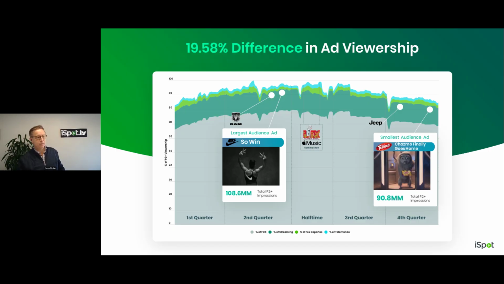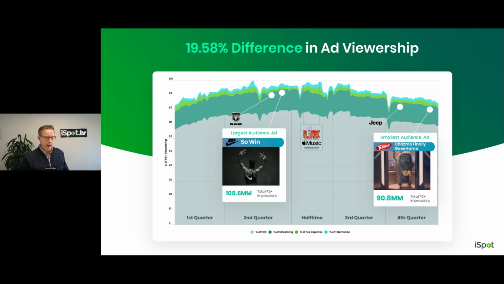Also, to give you guys context, since we'll be diving into the Ram and Jeep spots here, Ram was actually timed really, really well. It ran a little bit before the Nike ad in the second quarter, and also garnered, I think, the third largest audience of any ad in the game. So well-timed, Raj, on the Ram ad.